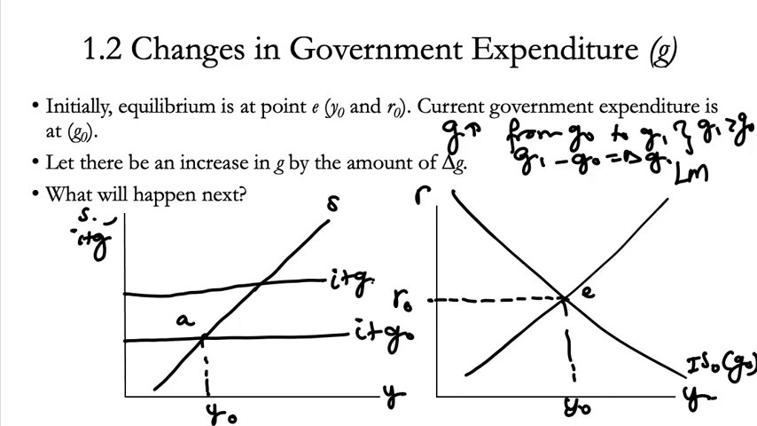I plus G1. The change here is the change in G, which is G1 minus G naught, isn't it? So the new equilibrium will be here. But if we use this method, we can only know what happens to the output in terms of equilibrium. So output has increased from Y0 to Y1.